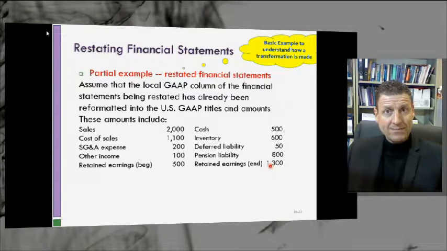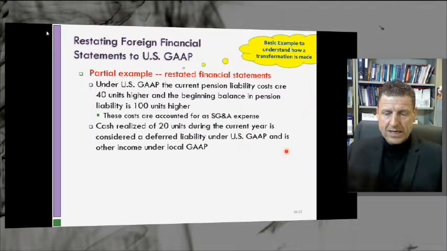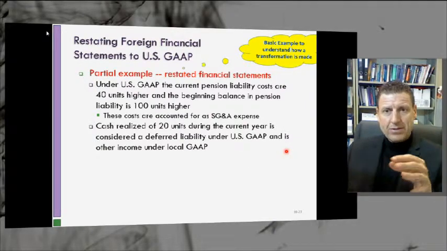Or if there are dividends paid during the process, during the accounting period, then that's going to be less too. Cash, $500, inventory, $600, deferred liability, $50, pension liability, $800. Now let's have a look at what has happened here, shall we? There are three things that have happened in this partial example.